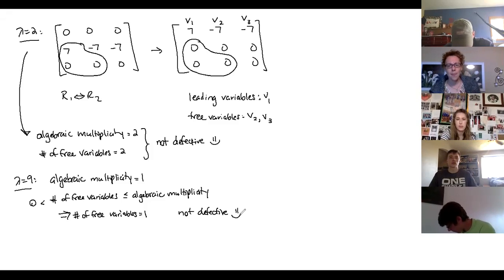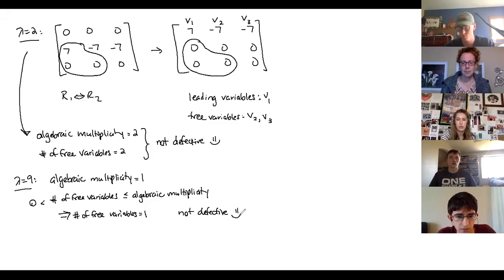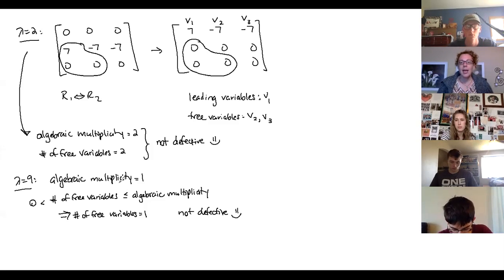Daniel, question before that. Can't we also just say that the number of leading variables is always greater than or equal to 1, as long as it's not a 0 matrix? Yes, yep, and that's why you know that the number of free variables is always less than or equal to the algebraic multiplicity. Yes, yep, exactly. Same idea, different way of saying it.